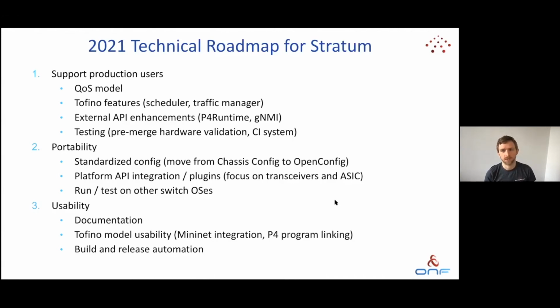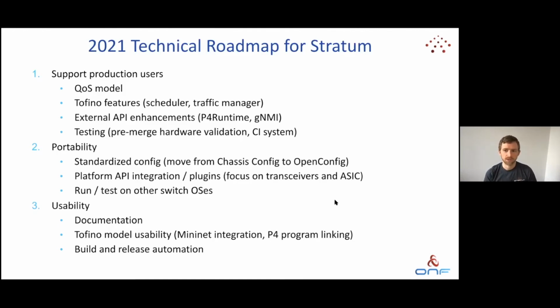So we've been enhancing our support for the QoS model that's already defined in OpenConfig, as well as currently looking at bringing in some extensions to the QoS model that'll support hierarchical QoS for the NIC. On the Tofino side, we're currently working on enhancing our support for controlling the scheduler and traffic manager. This way, when we map ports or packets to queues, we can control those queues and their behavior.